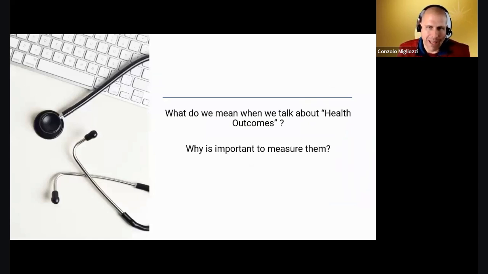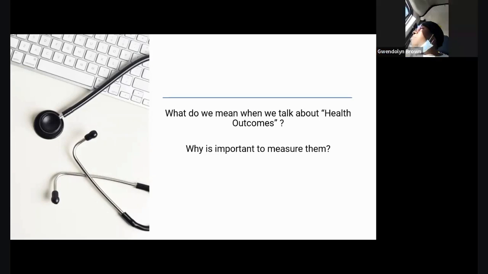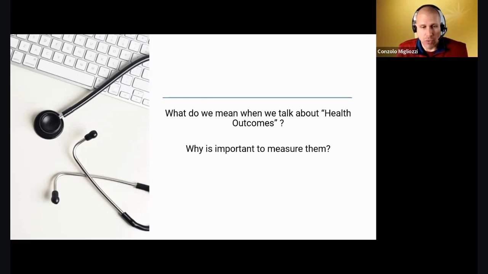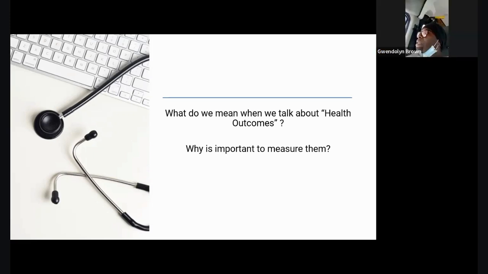So what do we mean when we talk about health outcomes, and why is it important to measure them? This is very similar to what we started with electronic health records. What do you guys think it means, health outcomes? Health outcomes is like the diagnosis or something. Yeah, we're on the right track. Once you have the diagnosis, it's like the conclusion of what the next step is.